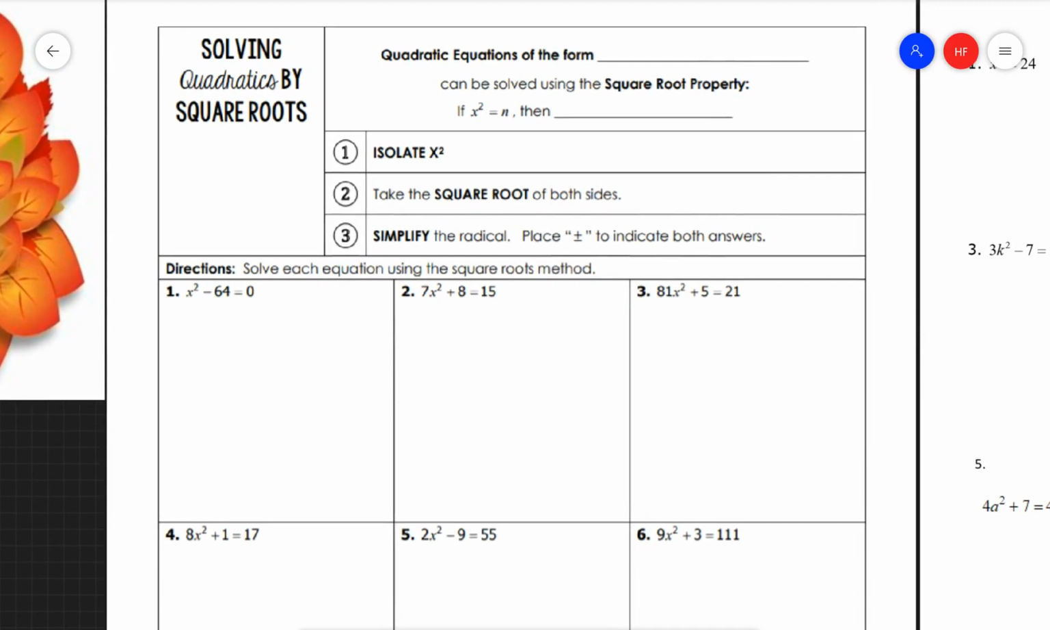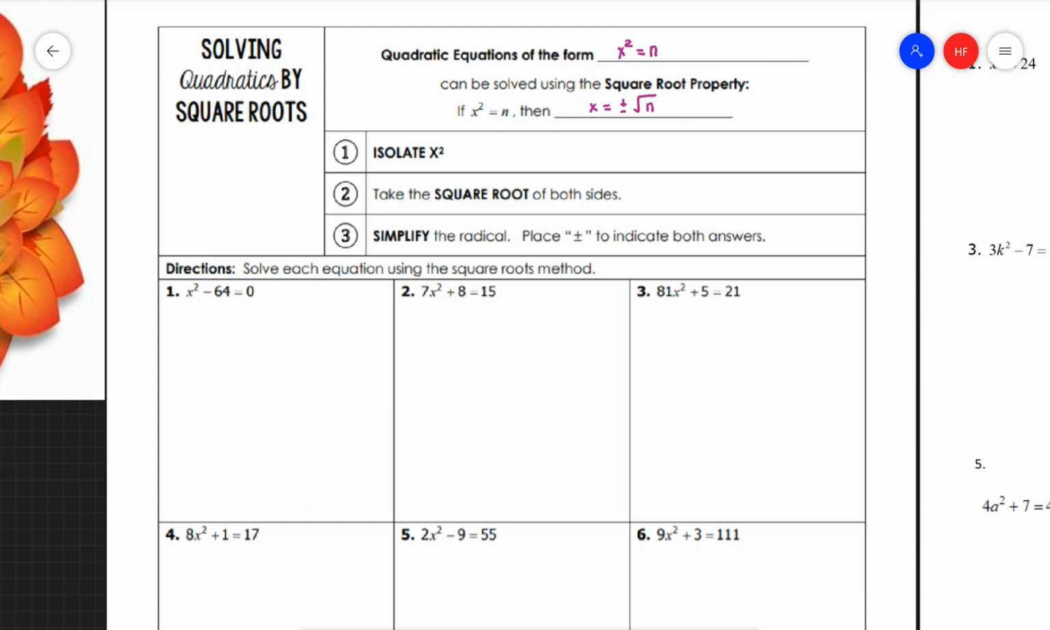Quadratic equations of the form x squared equals n can be solved using the square root property. So if x squared equals n, then x equals the positive and negative square root of n. So remember when we take the square root of a number, we found out that we have to take both the positive and the negative because we got minus 2 times minus 2 gives me positive 4. So we do have to take the positive and the negative.